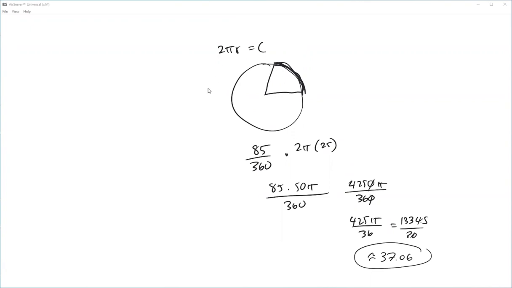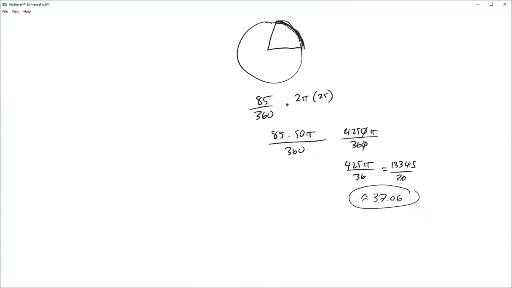So the whole circle, the circumference, is 2 pi r. And what you're doing is getting the 85 over 360, because there's 360 degrees in a circle. You only need 85 of that. So this is the proportion, or the portion that you need, of the circumference. If you multiply this out, this equals 37.06.